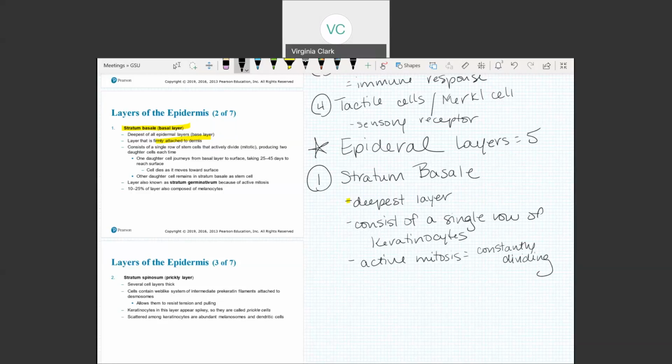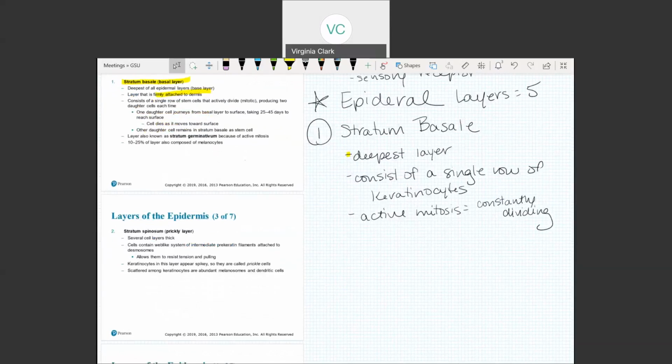So if we are going to have, here's my sun, here's my epidermis, here's my dermis. What we're talking about is this bottom layer right here, which is going to be my stratum basale.